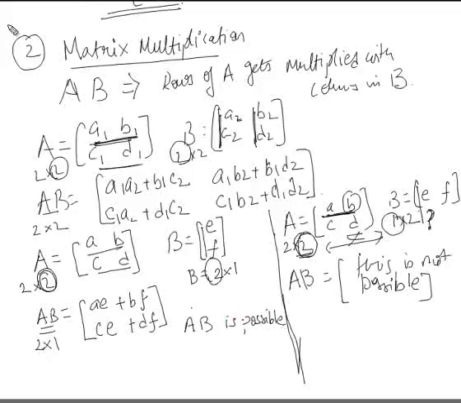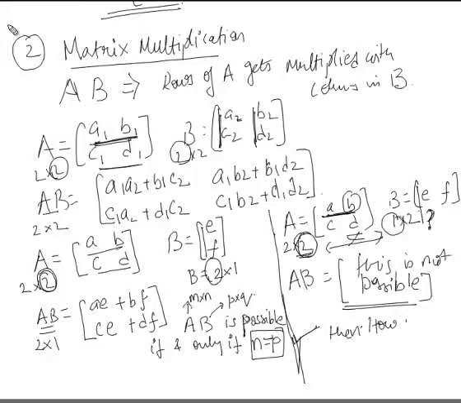Let me say that A is some M cross N and B is some P cross Q matrix. AB is possible if and only if N equals P, or else it is not possible. Clear? This will not be possible. And assume that this is possible, then what will be the result? Rather, the structure of the result, how will it be?